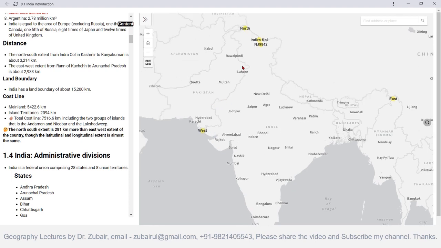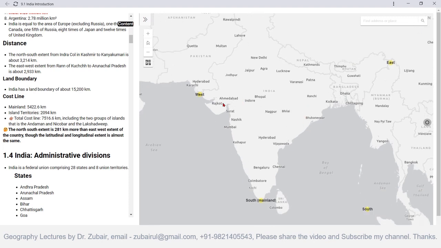So if we talk about the borders, the land border distance is 15,200 kilometers. And as far as the coastline is concerned, the mainland coastline is 5,422. If you include the islands, then the islands are 2,094. So the total coastline of India is 7,516.6 kilometers.